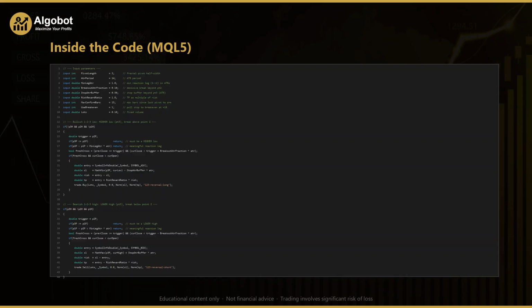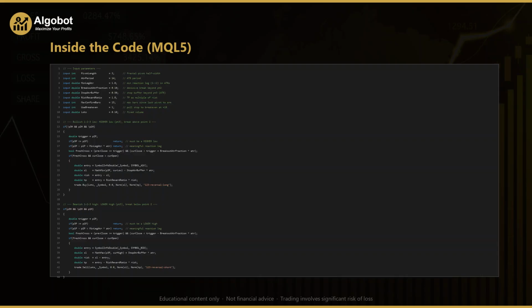The first block is the bullish 1, 2, 3. It checks that point 3 is a low, point 2 is a high, and point 1 is a low. It confirms point 3 is a higher low, that the reaction leg is large enough, and then builds a fresh cross, where the previous close was at or below point 2 and the current close is above it by the breakout fraction. If that holds, and the bar closed higher than it opened, the code reads the ask price, places the stop below point 3 or the bar's low, computes the risk, sets the take profit at the reward multiple, and calls trade.buy. The second block is the exact mirror for the bearish 1, 2, 3.